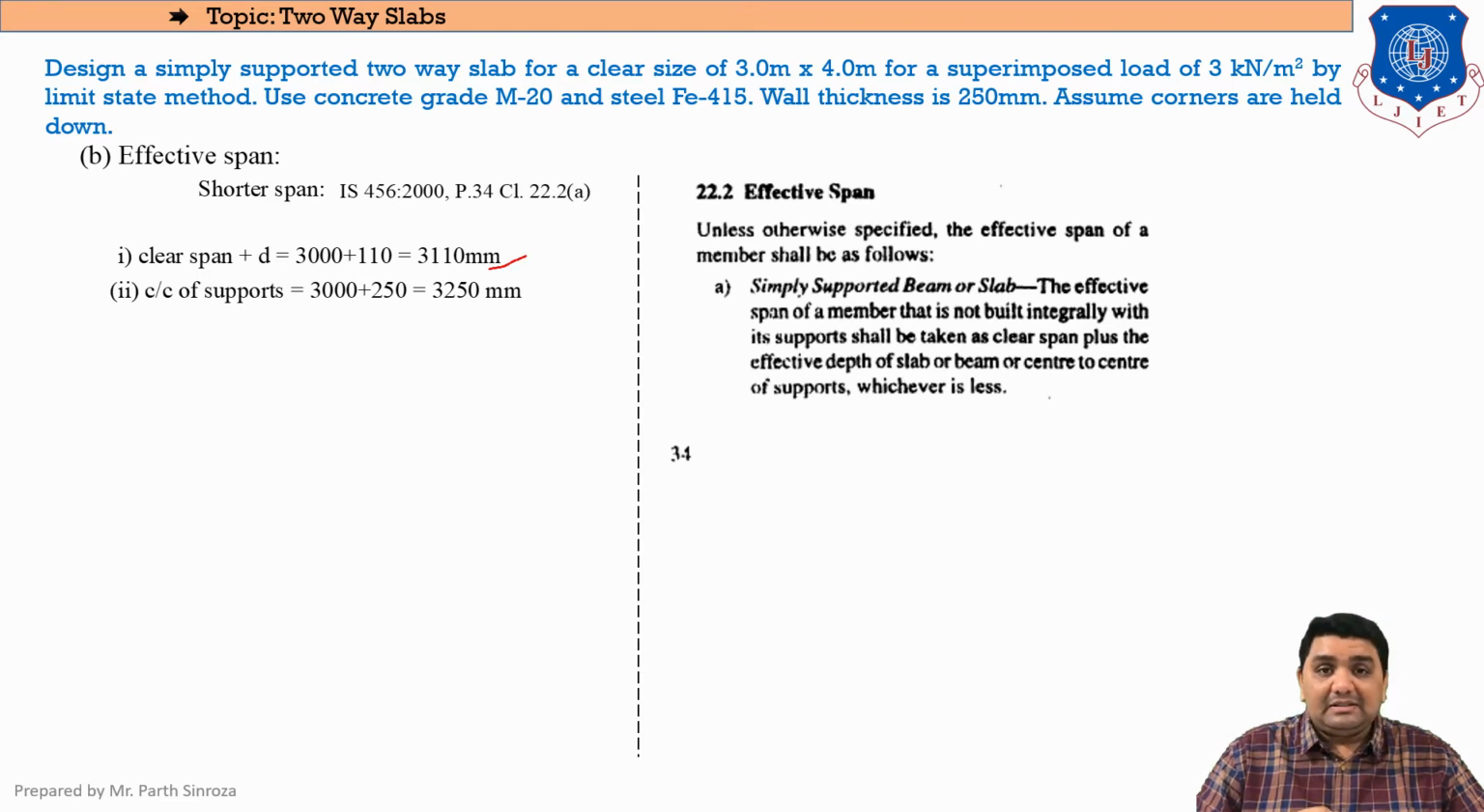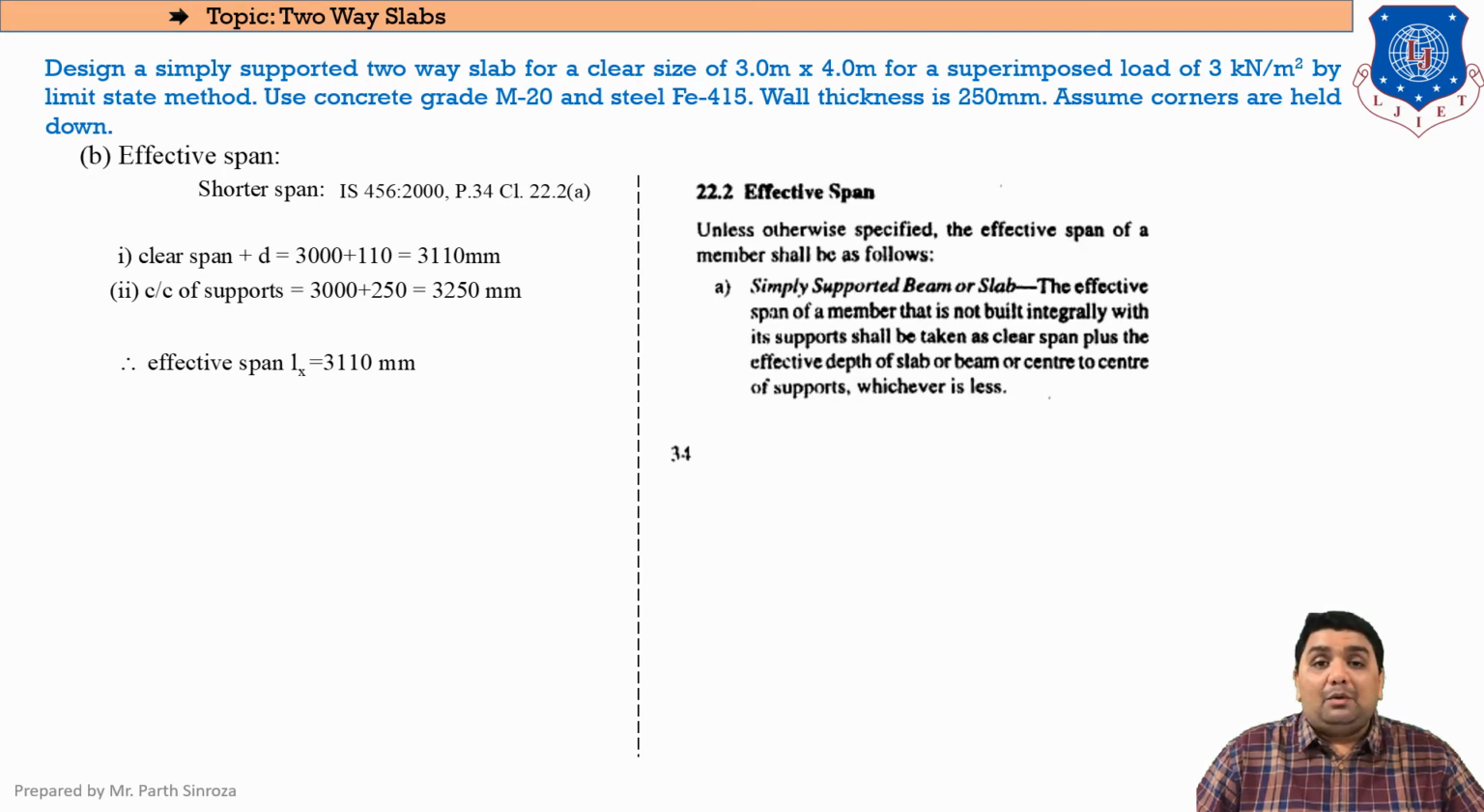And in the second case it is mentioned as center to center of support. So it comes out to be 3000 plus 250, so our answer comes out to be 3250 mm. Out of these two cases we always need to consider whichever is lesser. So the lesser value comes out to be 3110. So for x-axis, that is Lx, comes out to be 3110 mm.